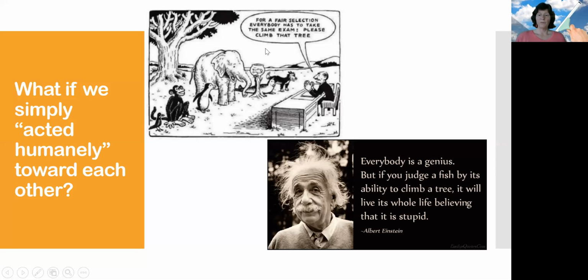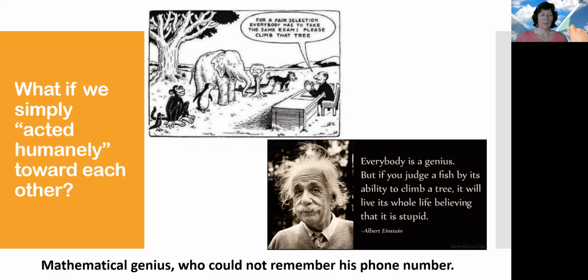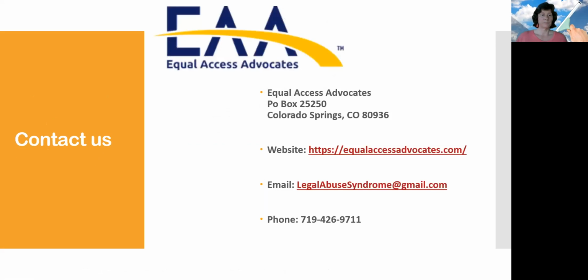Here we go. Everybody is a genius, but if you judge a fish by its ability to climb a tree, it will live its whole life believing that it is stupid. Einstein was a mathematical genius, but if people asked him about his phone number, he did not remember it. He had to look in the phone book.